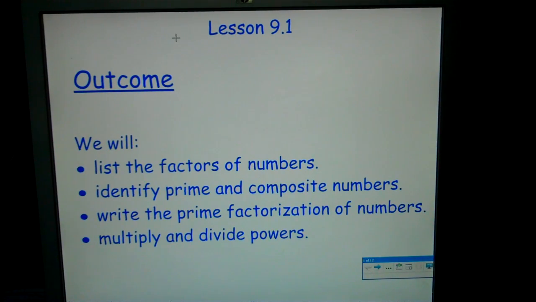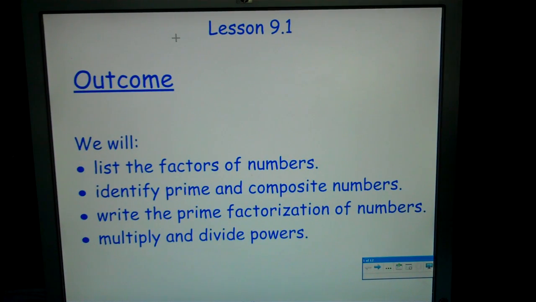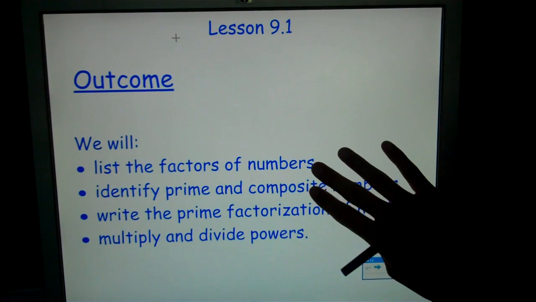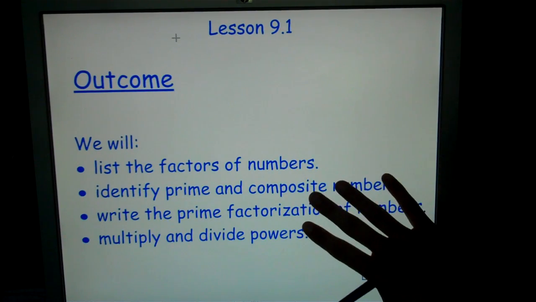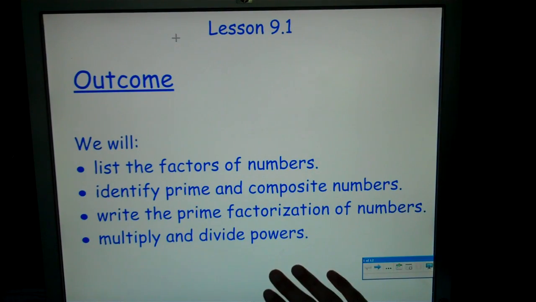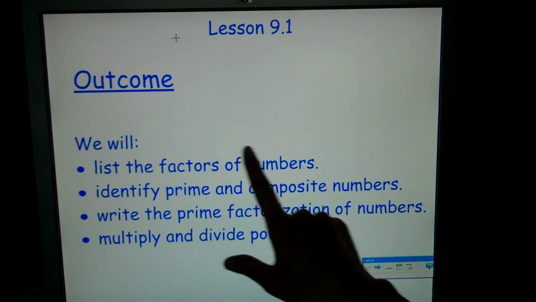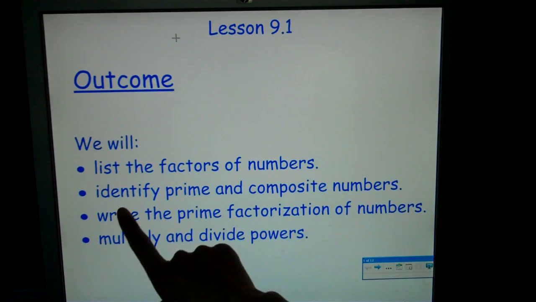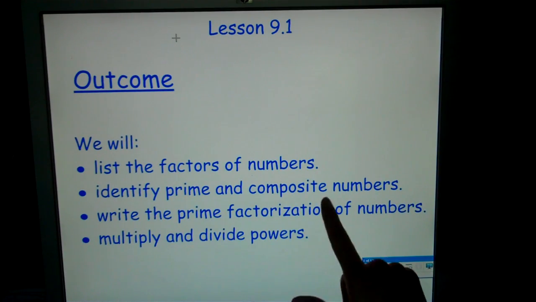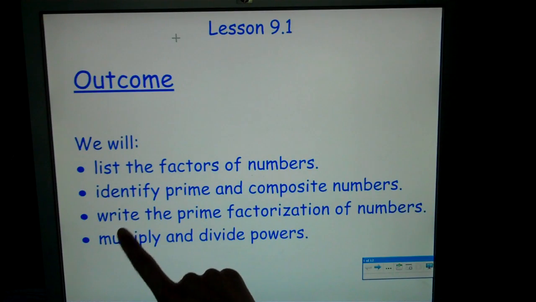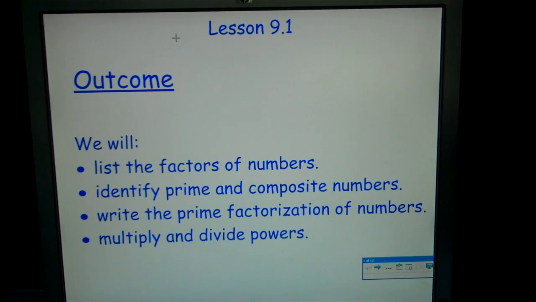Okay, lesson 9.1, our outcome. We're going to do a lot in this video, okay? I'm going to go through these first probably 3 bullets pretty quickly because the main idea is with the 4th bullet, multiplying and dividing powers. We will list the factors of numbers. We will identify prime and composite numbers. We will write the prime factorization of numbers, and then we will multiply and divide powers, okay?